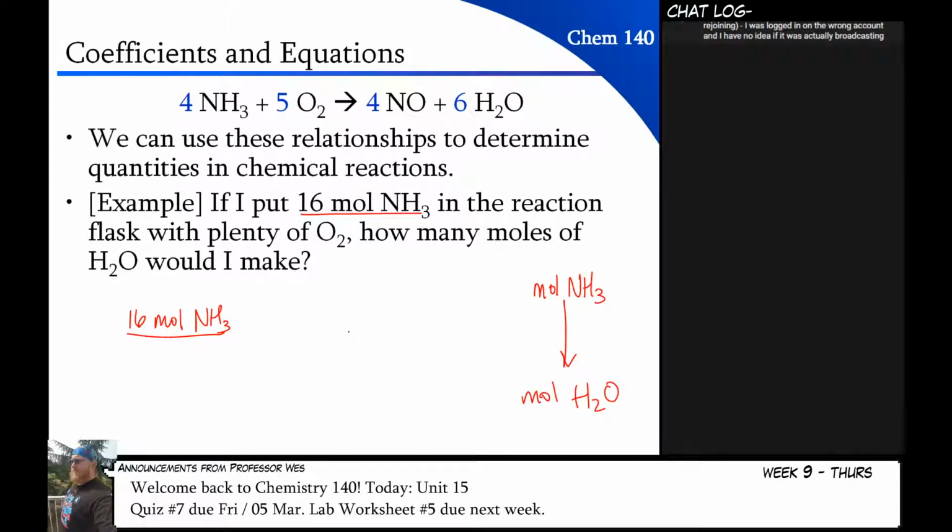So what relationship do I know that relates these two things together? Well, I know that for every 4 ammonia I put in, I get 6 water out, right? So I could say for every 4 moles of ammonia that go in there, I get 6 moles of H2O out.